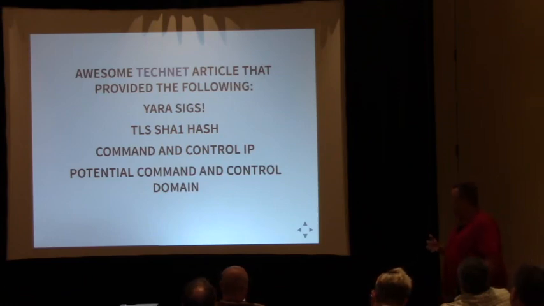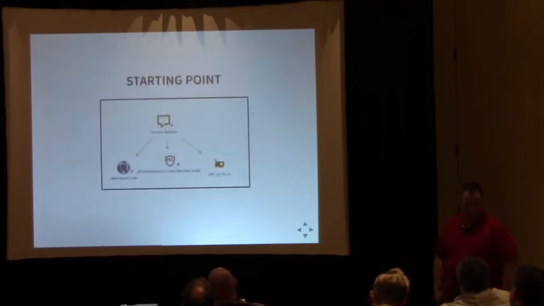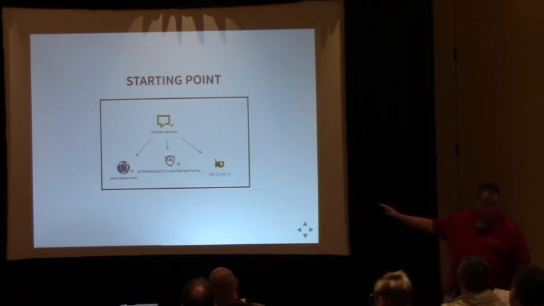The way they worded it was kind of funny. So that's why it says potential command and control. But let's look at that from a quick graph. So again, at the top the TechNet advisory, the domain, the TLS certificate, and the IP address.